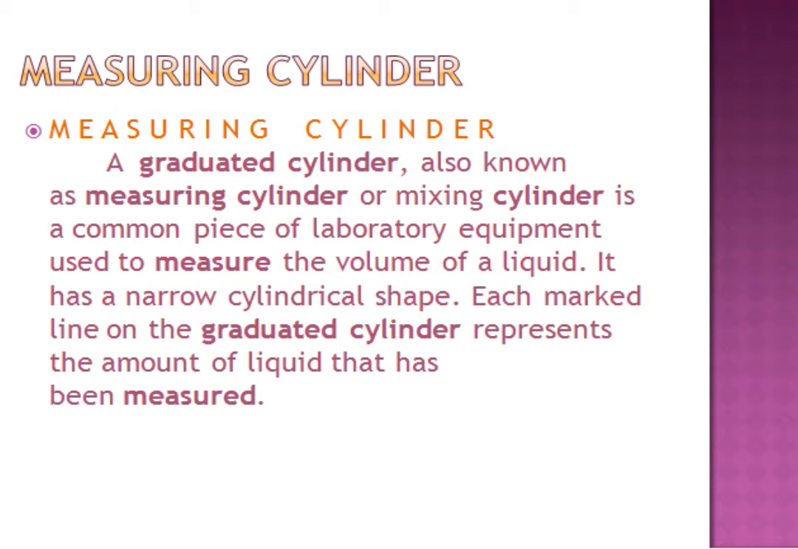Okay, so a measuring cylinder is also known as a graduated cylinder or mixing cylinder. In easy words, it is used to measure the volume of any sort of liquid. The marked lines of it represent the amount of liquid that has been measured. For example, if we put some lemonade in the graduated cylinder, we can see how much we've put because the marked lines measure it. So before we move on, let's just focus on the name measuring cylinder rather than mixing cylinder or graduated cylinder, because in the book it's written measuring cylinder.